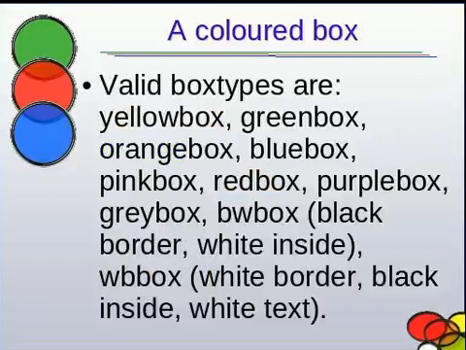And there are different kinds of colored boxes. There's yellow box, green box, orange box, blue box, pink box, red box, purple box, gray box, and BW box, which produces a black border with white inside, and WB box, which produces a white border with black inside and white text.